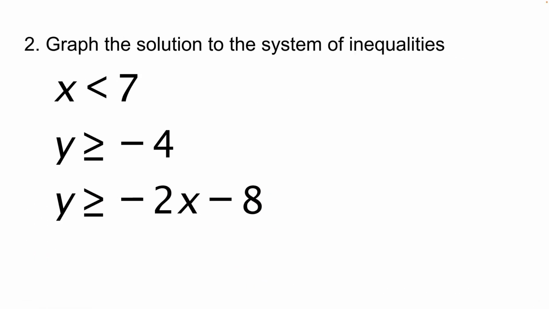Now let's graph the solution to the system of three inequalities. X is less than 7, y is greater than or equal to negative 4, and y is greater than or equal to negative 2x minus 8. Once again, let's go back to our Desmos calculator. We're entering three inequalities, so we're going to be looking at where three shaded areas overlap.